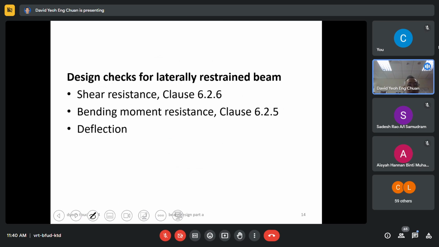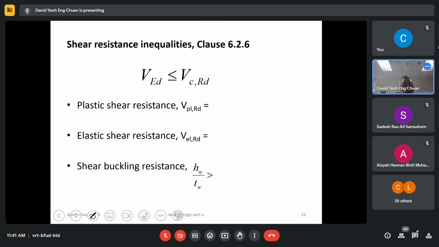So what do we have to check? We have to look at all this. You need to turn to your Eurocode clauses. These are the clauses that you need to start to turn to. So we will need to look at the example afterwards. So if you see here, shear resistance, open up to this clause, 6.2.6.